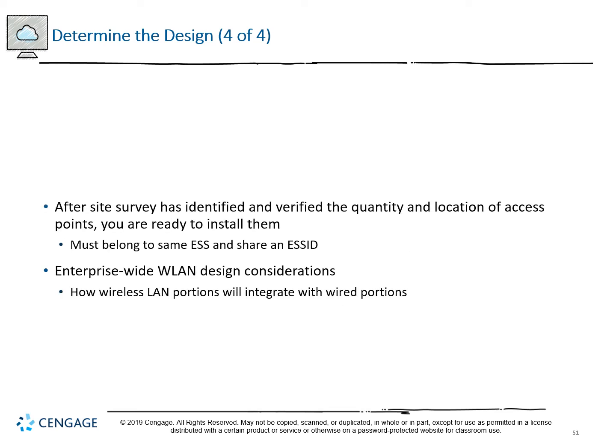After we do our survey and we identify and verify the quantity and location of access points, we're ready to install them. So we're going to go ahead and set up the ESS, set up the ESSID, and make sure that the BSS for each individual station is in fact functional.